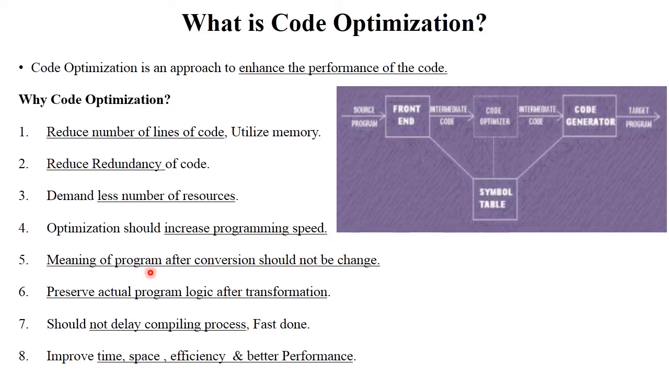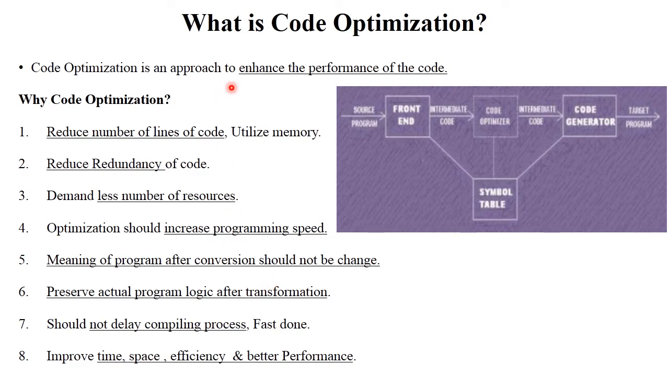The meaning of the program after conversion should not be changed in code optimization. It also preserves the actual program logic after the transformation, and it should not delay the compiling process. It improves time, space, efficiency and gives better performance of your program. So this is the reason why we use code optimization in your program.